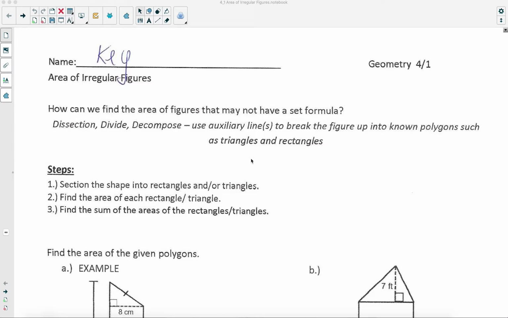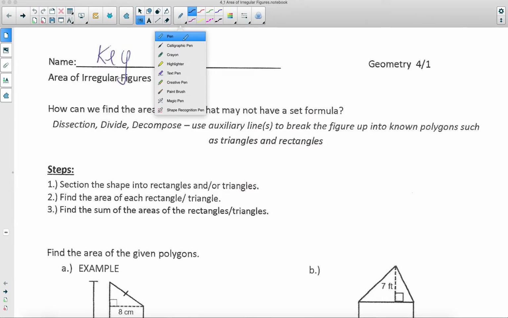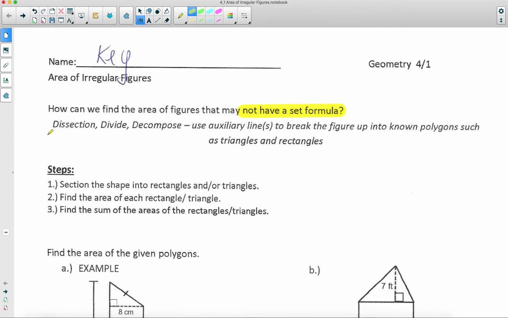All right, what's nice about today's lesson is it really just takes everything we've been talking about for the last week and a half and puts it together into one lesson. So again, we're talking about figures that don't have a set formula because they're not known polygons, right? So if they do not have a set formula, we're going to dissect them, divide them, decompose them, basically break them up into figures that we are familiar with, like triangles, rectangles, squares, and so forth.